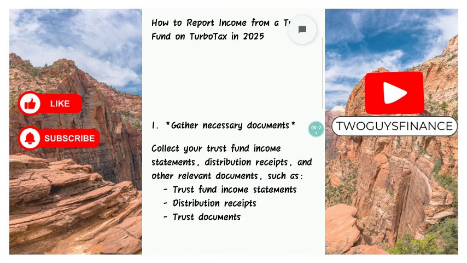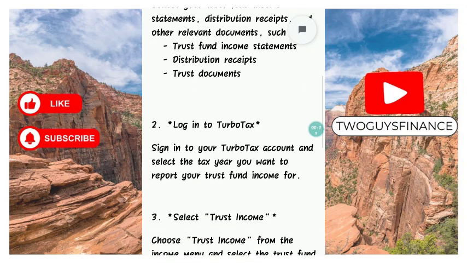The first step is to gather necessary documents. So you want to go ahead and collect your trust fund income statements, distribution receipts, as well as other relevant documents such as your trust documents. And once you have those, the next step is going to be to log into TurboTax. So go onto the TurboTax website and sign into your account using your email address and your password.